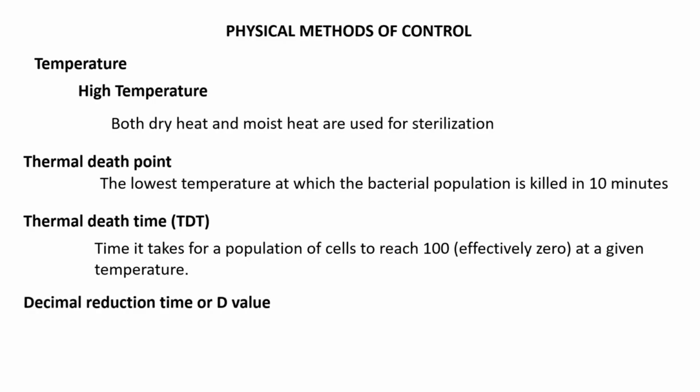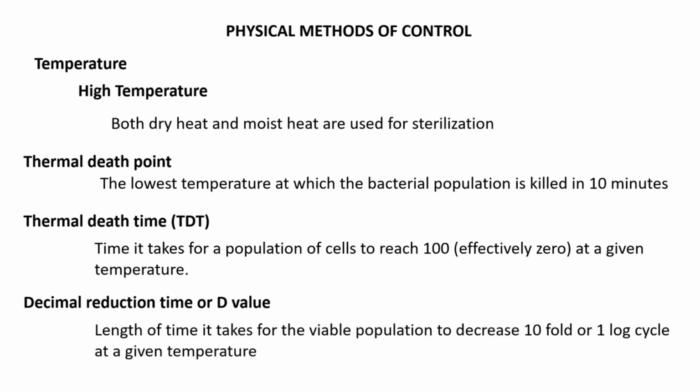Hence, decimal reduction time or D value is more accepted these days. The decimal reduction time is a measure of heat sensitivity of a microbe and is defined as the length of time it takes for the viable population to decrease tenfold or 1 log cycle at a given temperature. Hence, the time or the dose it takes to reduce 1000 microbial cells to 100 cells is the D value.